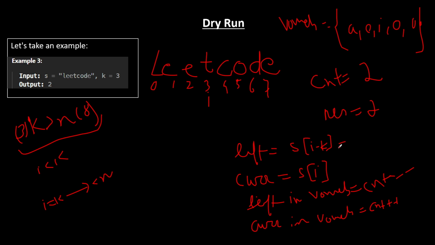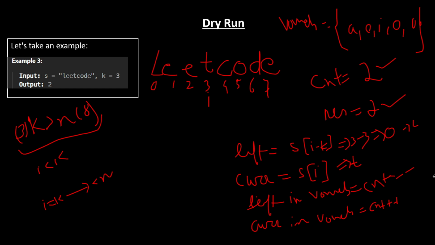Okay, now I minus k. I is 3, k is also 3, so it gives us 0. So S of 0 is L, right? Let me write that L here only. It is L, fine. And S of I is T. Now, if you could see, neither L nor T are vowels, so count will be as it is. Till now, the count is 2, and result will also remain 2. Okay.